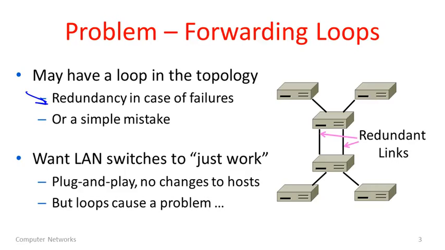You can see here on the diagram on the right, I've added a redundant link in the middle between the two switches in the middle. You might do this simply because one of them might fail and you'd like to provide a little bit of redundancy ahead of time, so that if there is a failure, there are still links in the network so it can work. You might also make a simple mistake.